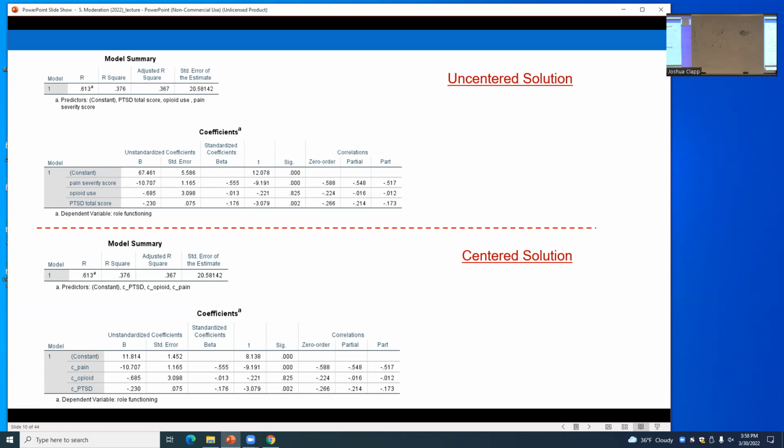Start thinking about what it means if I actually plug 0 into this, versus here, where our constant is telling us the expected value of role functioning, controlling for opiate use and holding pain and PTSD constant at the mean. Now all of a sudden we've got a much lower estimate of where people are at, because we've got pain, we've got PTSD, some level of opiate use, right? So it's kind of going along in the middle. But aside from that, everything else is identical.